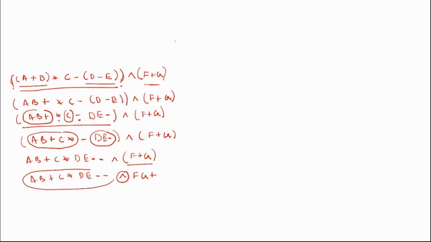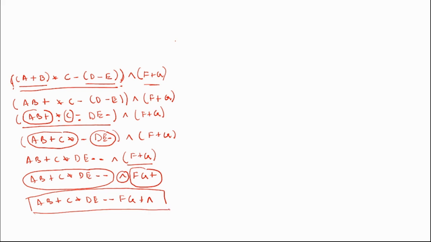So basically this is operand 1, this is operand 2, and exponential is our operator. Therefore I'll say ab plus c star de minus minus f g plus exponential. That is our postfix expression for the above infix expression. Correct? I hope you have understood this. Therefore we first resolved this in a direct manner, and now we will go to the implementation using stack.